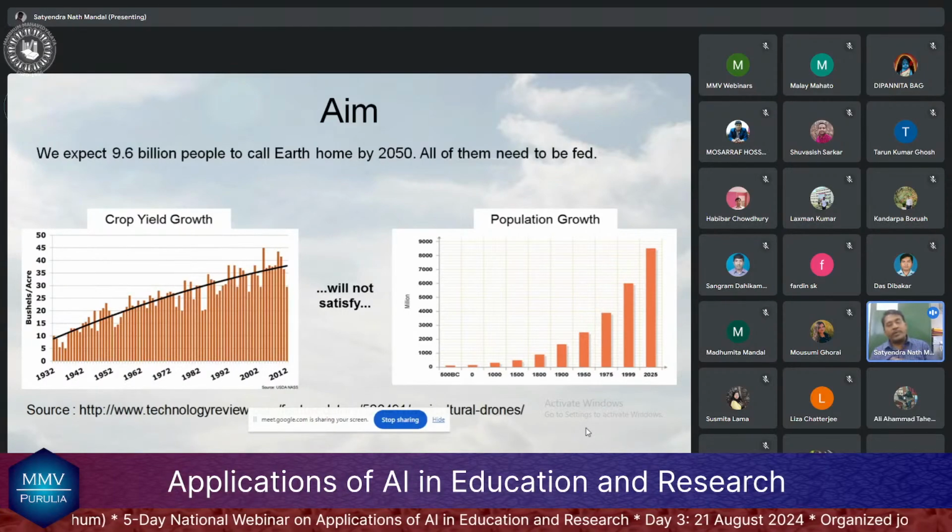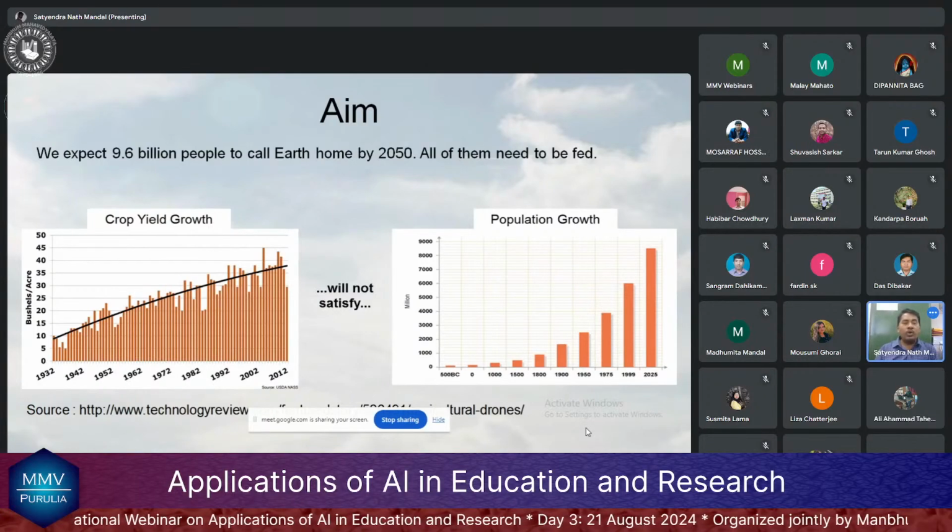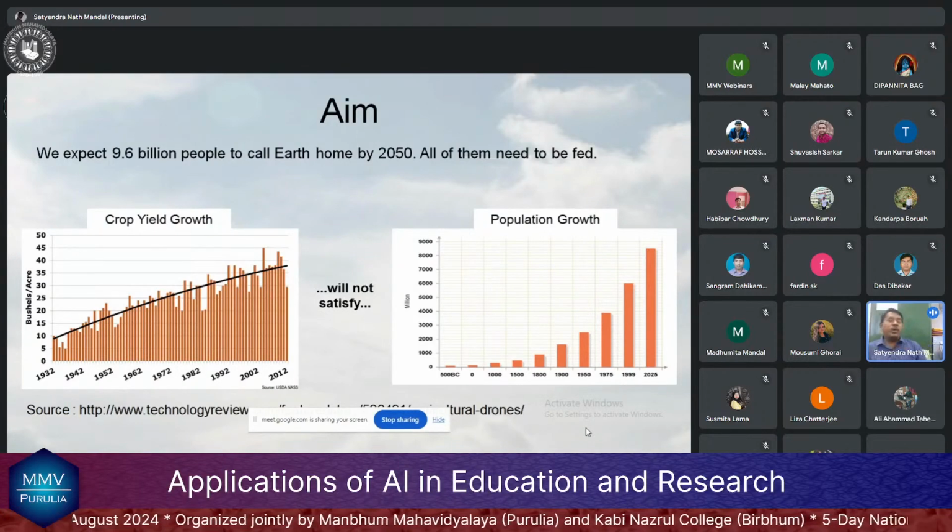So we have two options. Either we can grow a huge amount of food to feed all of them, or we can do some work to reduce the crop loss. And our research mainly focuses on reducing the crop loss first.